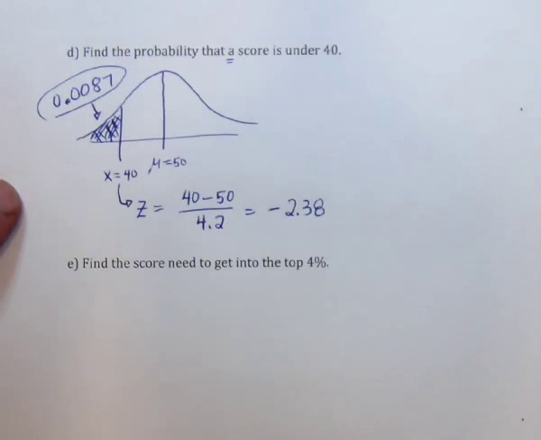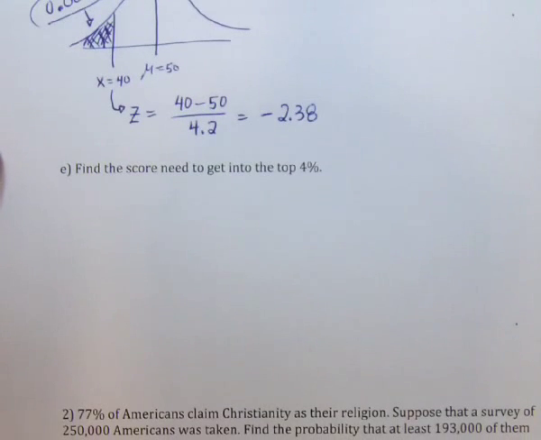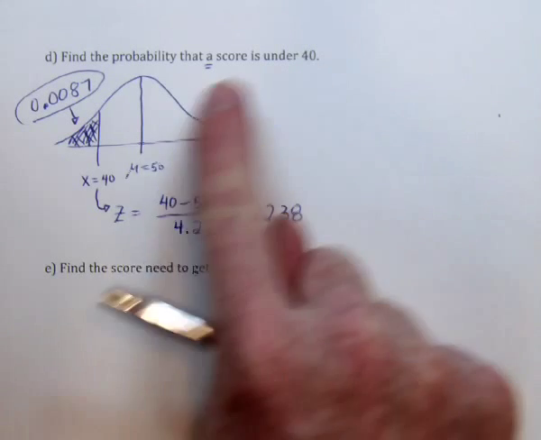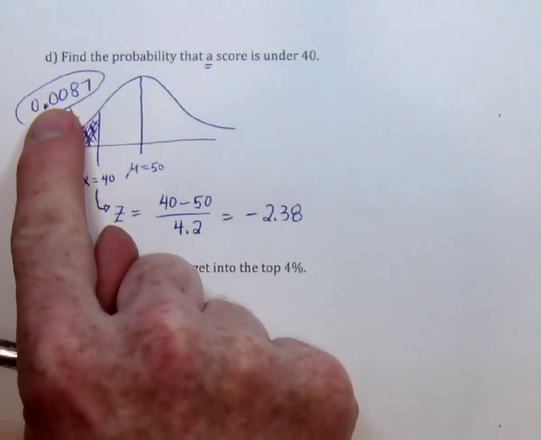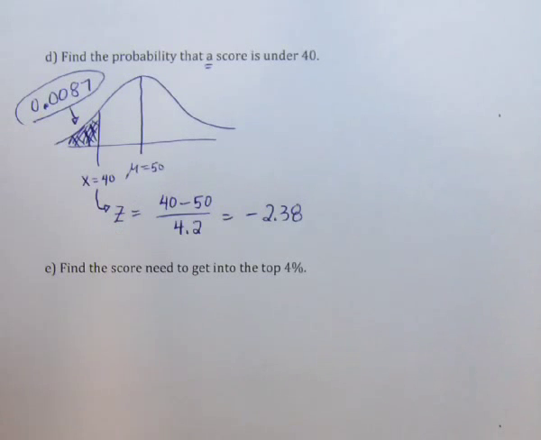Okay, then for the other type of problem, this is where we use the table backwards. Because notice with all of these other problems, you're given a score, you use the chart, you end up with a percentage. 0.87% for that one. Now work backwards.